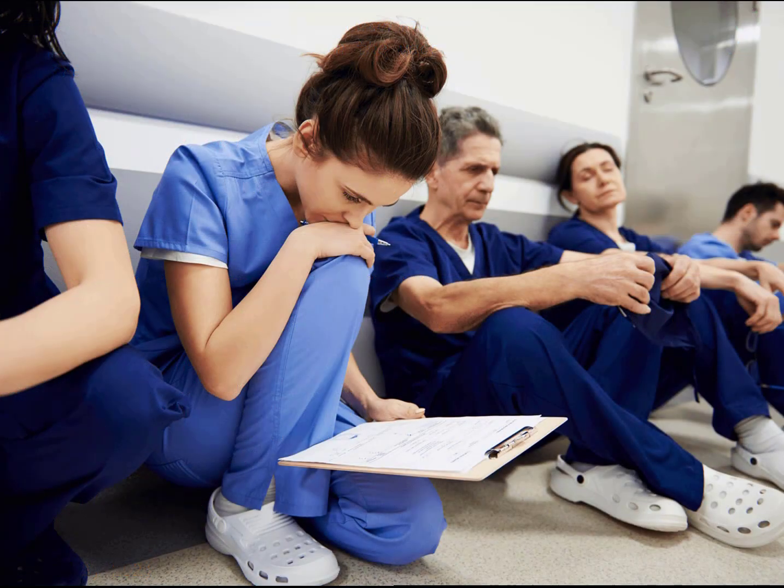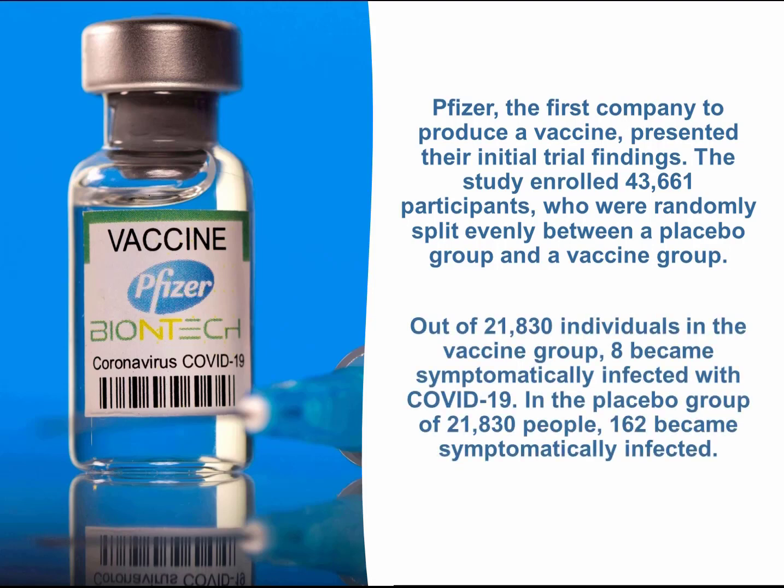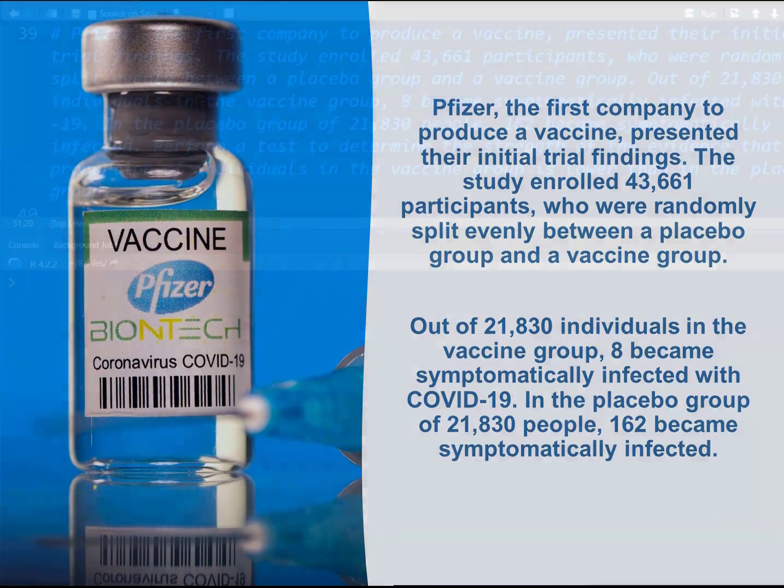Let's wrap up with a real-world example from November 2020, when people were eagerly awaiting COVID-19 vaccine trial results. Pfizer, the first company to produce a vaccine, presented their initial trial findings. The study enrolled 43,661 participants who were randomly split evenly between a placebo group and a vaccine group. Out of 21,830 individuals in the vaccine group, 8 became symptomatically infected with COVID-19. In the placebo group of 21,830, 162 became symptomatically infected.